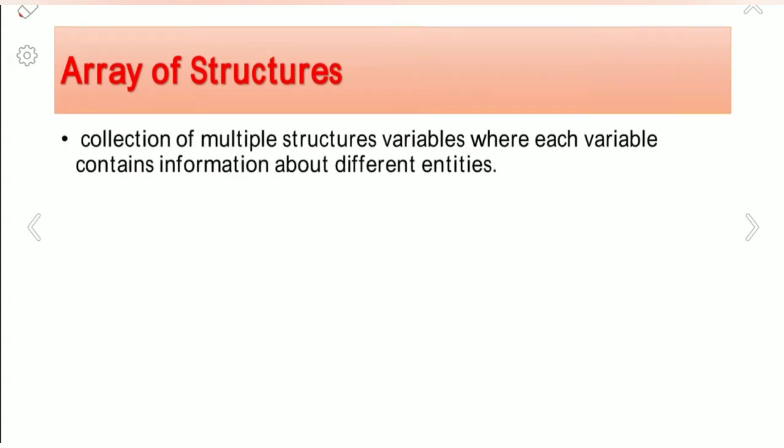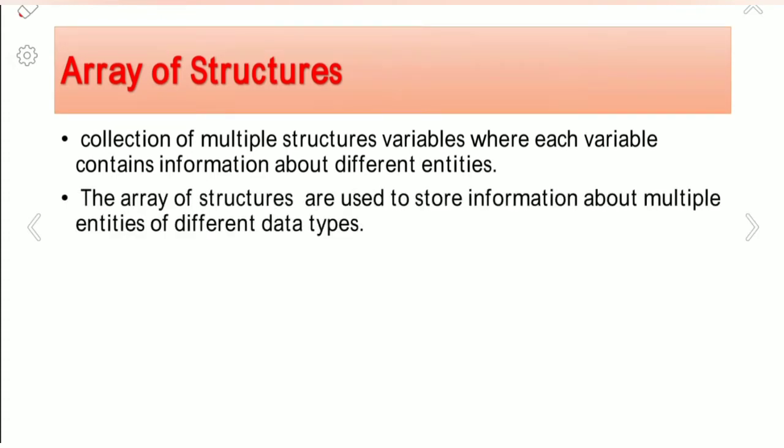An array of structures is a collection of multiple structure variables, where each variable contains information about different entities. So the array of structures is used to store information about multiple entities of different data types.